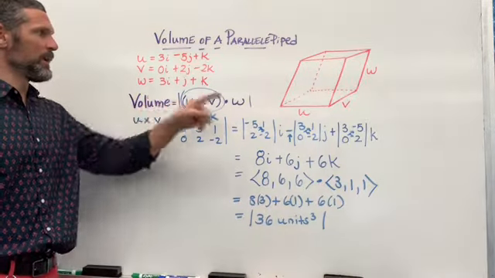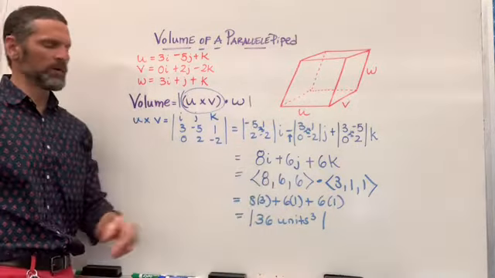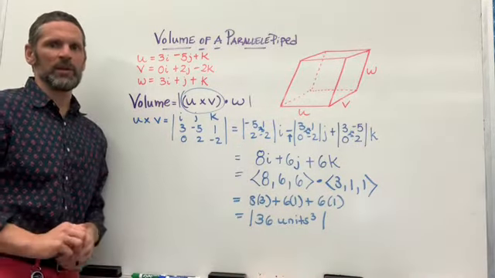If I just grabbed U and W and crossed them and then dotted with V, I still would have gotten, with my absolute value, 36 units cubed.